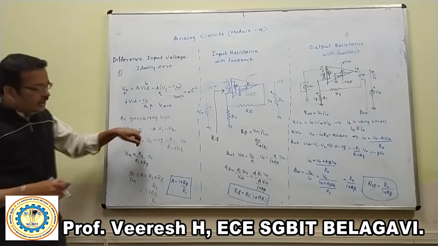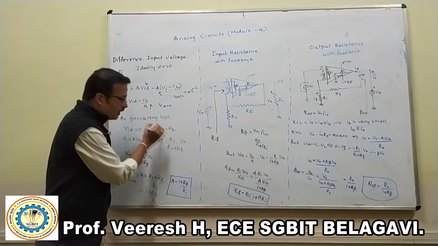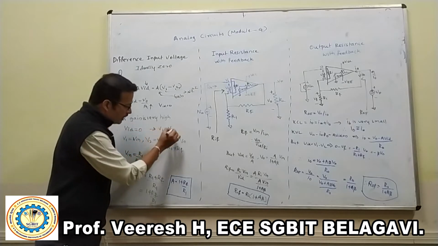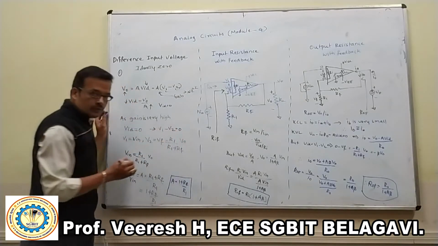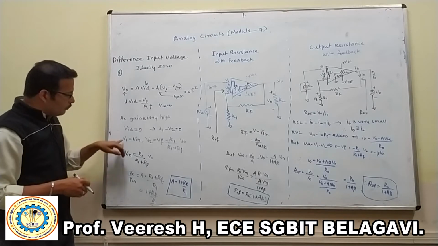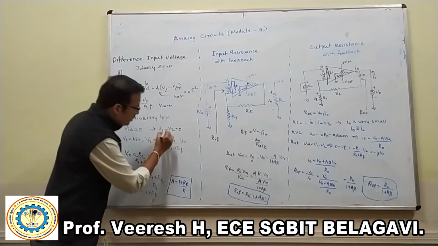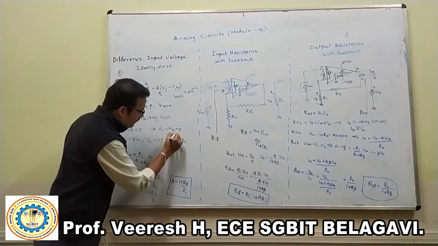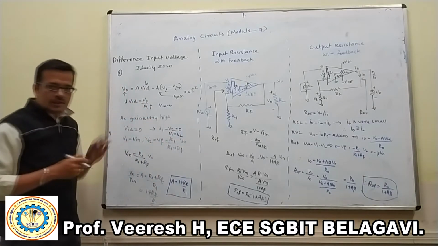So if I write VID equal to 0, what is VID? It is the difference between V1 and V2. So I will be writing V1 minus V2 equal to 0. The other way I can write is V1 equal to V2, that is, if I take it on the other side, it will be V1 equal to V2.